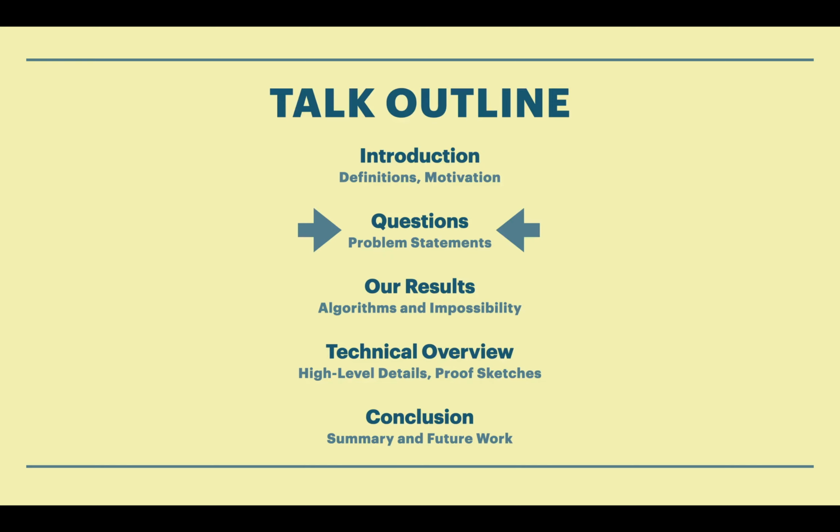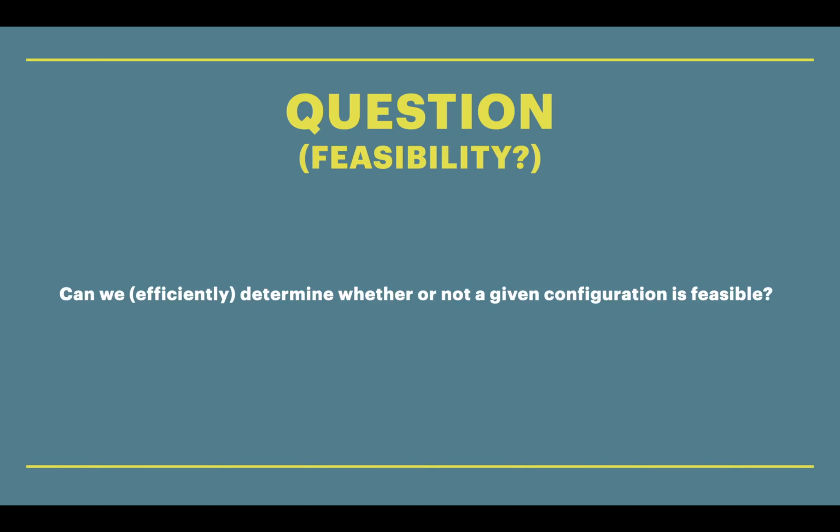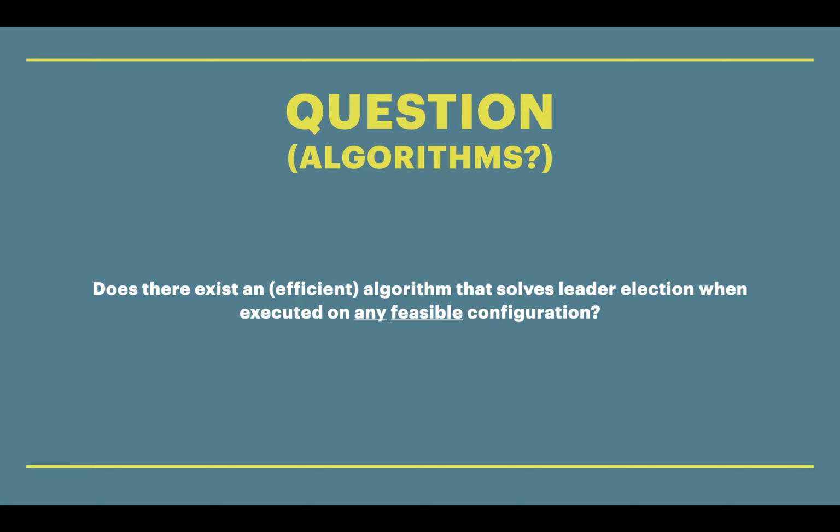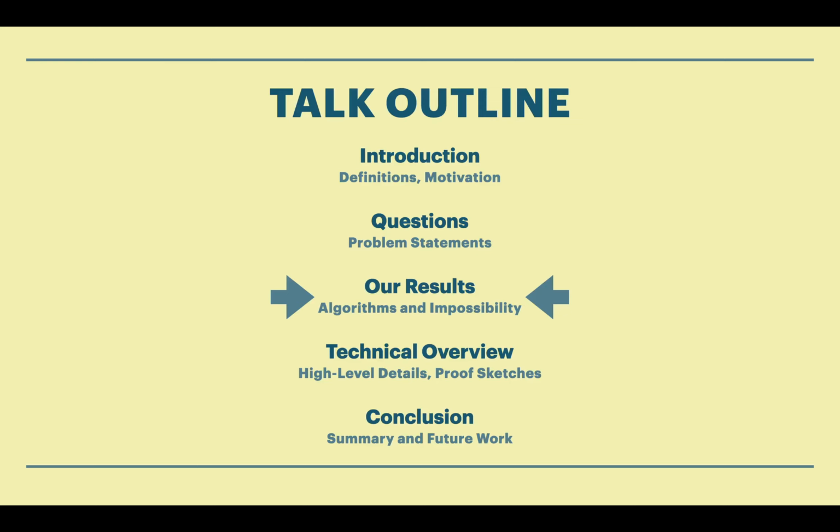So now we can go ahead and talk about what kind of questions we want to be able to answer about leader election in configurations. The first type of question involves feasibility. Can we efficiently determine whether or not a given configuration is feasible? Can leader election be solved in the configuration that's given to us? The second type of question is about leader election algorithms. Even if we restrict attention to only the feasible configurations, is it possible to construct a leader election algorithm for those feasible configurations?